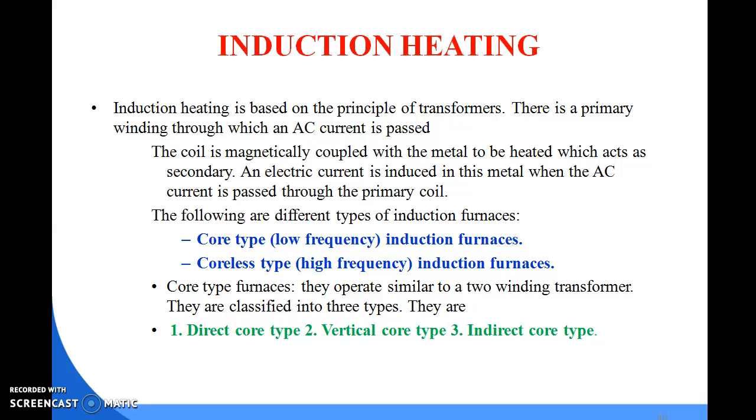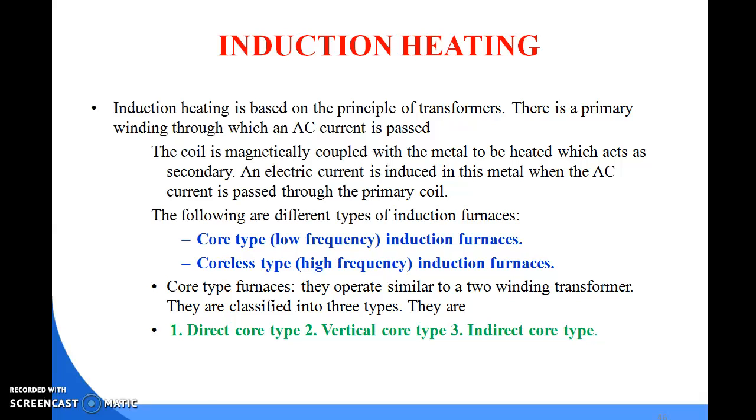Okay, so in the case of electrical phenomena, induction heating is based on the principle of a transformer. We know that a transformer has two windings, one primary and the other secondary. Always, the primary is given an AC supply, and the secondary is connected to the load. So there is a primary winding through which AC current is passed. The coil is magnetically coupled with a metal to be heated, which acts as the secondary.